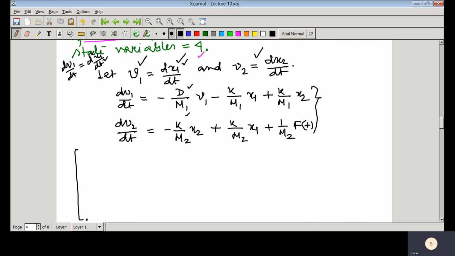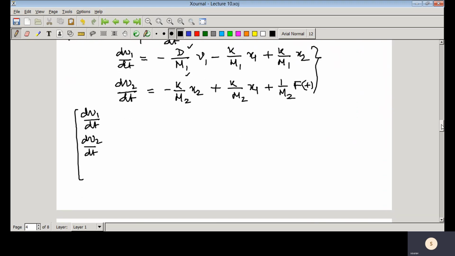So if we write it in matrix form, we have dv1 by dt. Again, I want to emphasize that you can follow any order. So here I am just writing dv1 by dt, then dv2 by dt. So these all are actually first order differential equations. So in state space, on the left hand side, you have only the first order derivative terms, dx2 by dt. So you have four state variables, and these are the first order derivatives of those state variables. So now I am writing it in state space form.